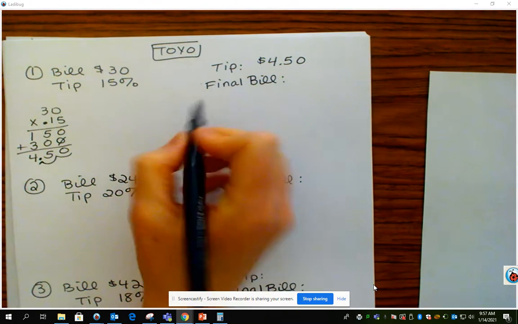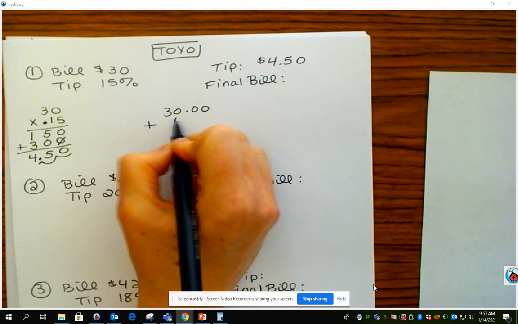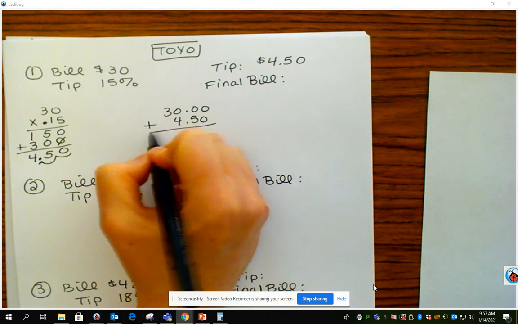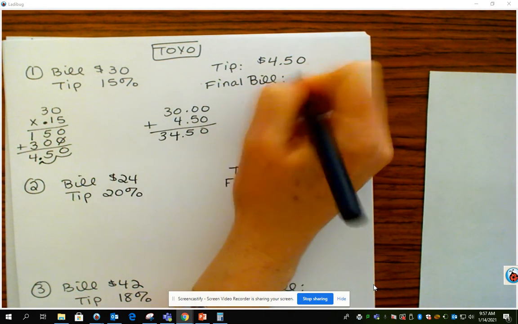And then our final bill would be to add the original price plus the tip. And so that would be $34.50.